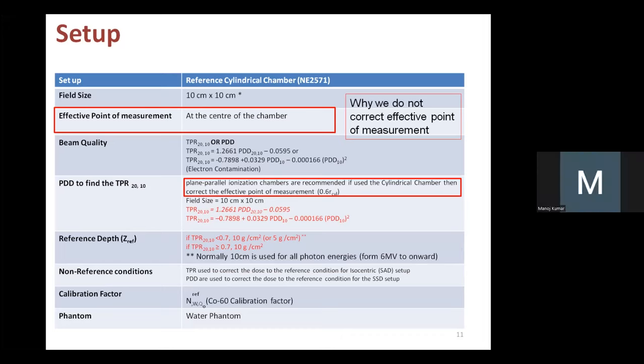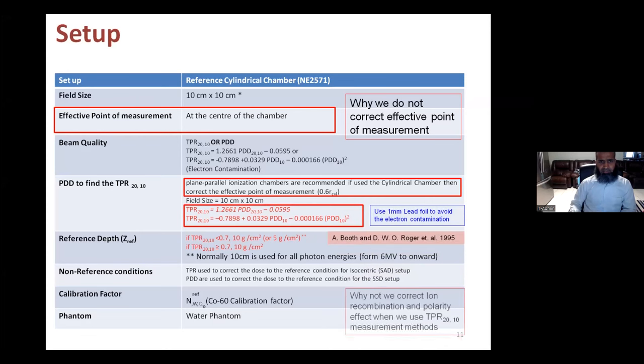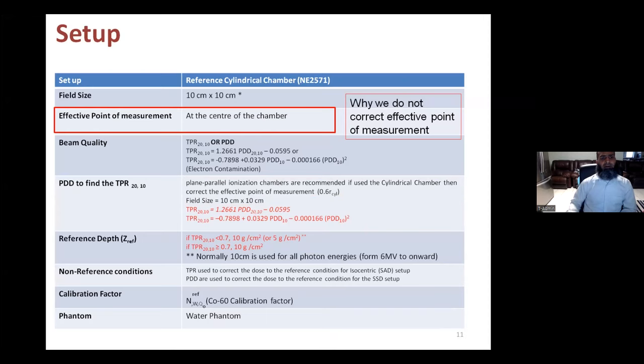No one. Okay. So the other thing is actually the beam quality. For beam quality, you can use the TPR 20/10 or PDD methods. They are both methods you can use. But there is an issue with the, sorry, I just missed it. This should be coming up, go back. So here, when you do the TPR 20/10, you don't have to worry much, but when you are doing a PDD method, you should be using this formalism to get your TPR 20/10.